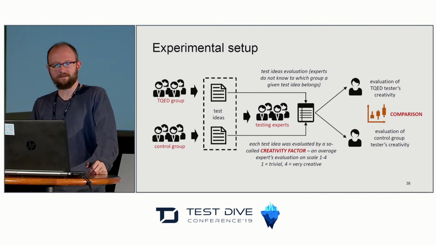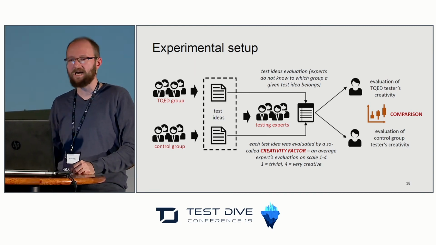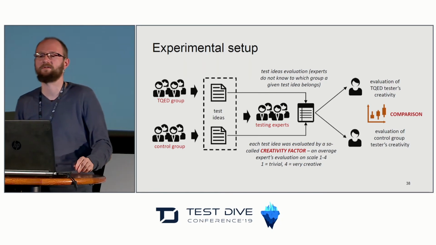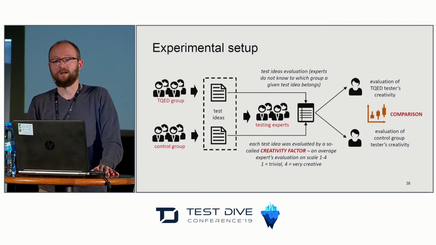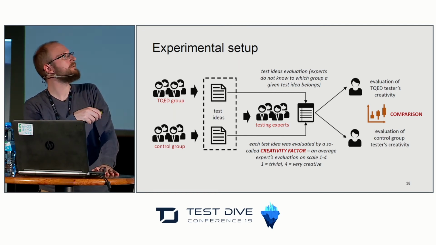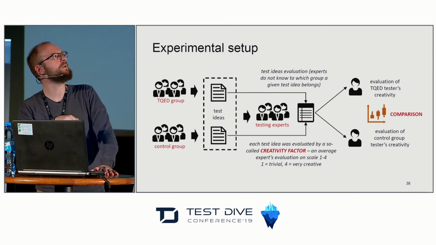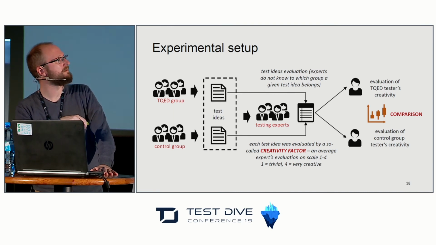To 4, which means it was very creative, very nice, there is a high probability of detecting some weird things when we use this test idea in testing the system. So then they evaluated this, and the test ideas were split again into groups, and then we compared this. We called it the creativity factor.